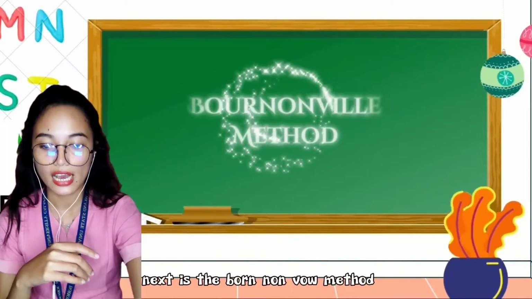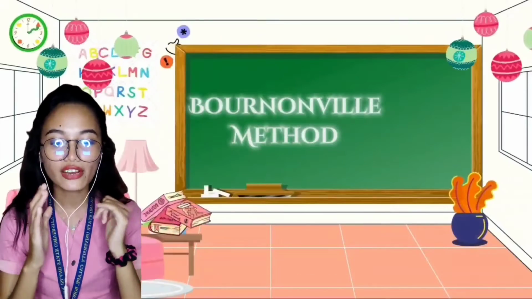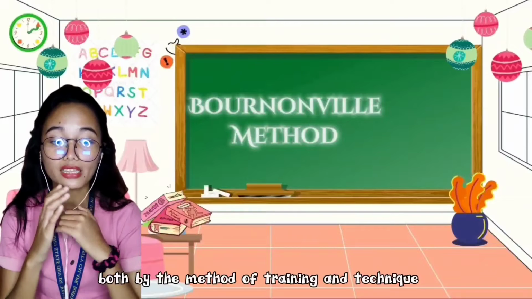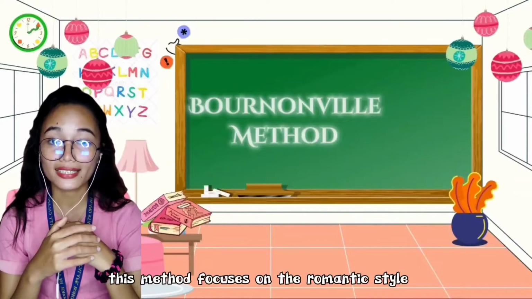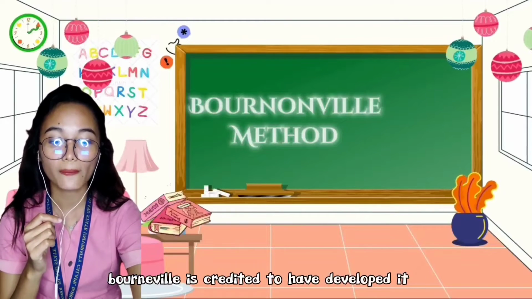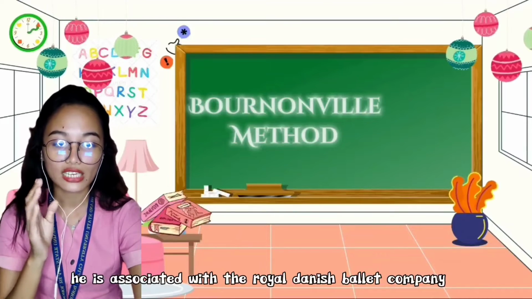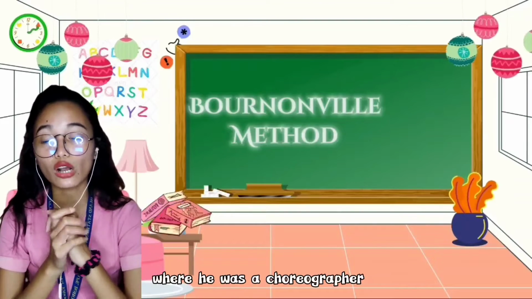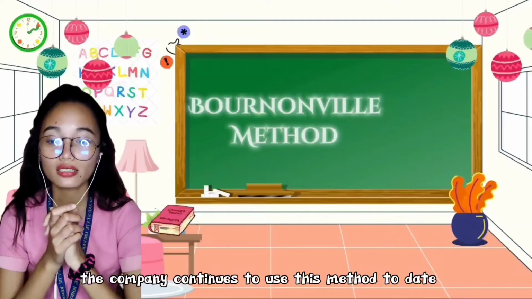Next is the Bournonville Method. You can define this ballet style both by the method of training and technique. This method focuses on the romantic style. Bournonville is credited to have developed it. He is associated with the Royal Danish Ballet Company where he was a choreographer. The company continues to use this method today.